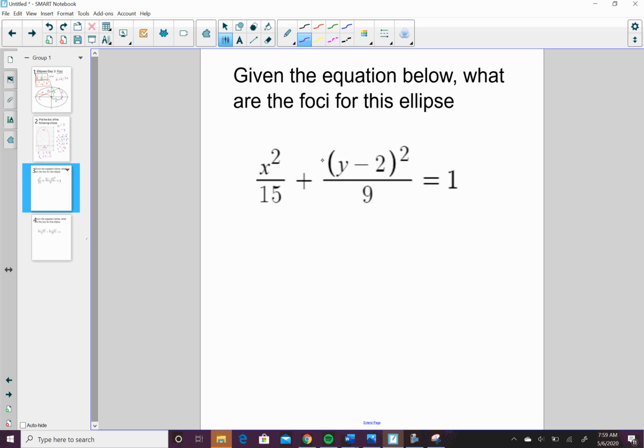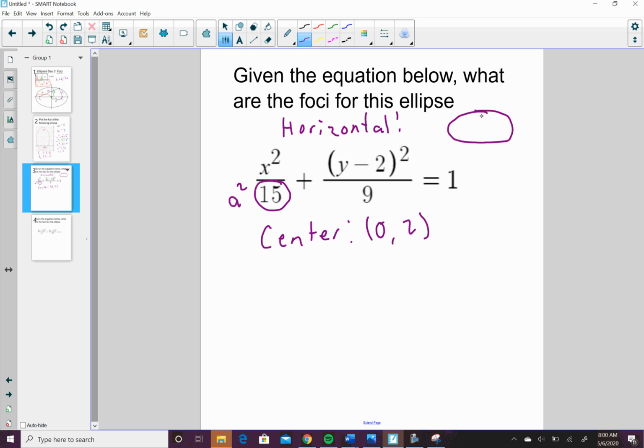Well, I know that first off, my center is 0, 2. I know that it's going to be a horizontal ellipse. How do I know that? Well, the bigger denominator, the bigger number, is underneath x. So I know it's horizontal. If it was underneath y, that means it would be a vertical ellipse. So I know it's going to be wider rather than taller. I also know a squared is 15, and I know b squared is 9.